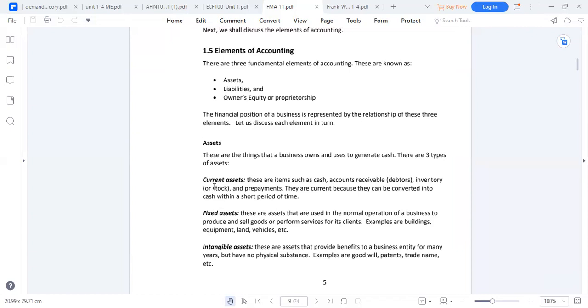When you're dealing with current assets, we're basically looking at items that are easily converted into cash within a short period of time. These include cash, debtors, inventory, and prepayments. Fixed assets, which we call non-current assets, are simply assets that are used in the normal operations of a business. They are used to sell or perform services for its clients, such as buildings, fittings and fixtures, vehicles, and land. Intangible assets are the assets that the business benefits from for many years, which have no physical substance. They are not tangible. Examples include goodwill, patents, and a trade name.